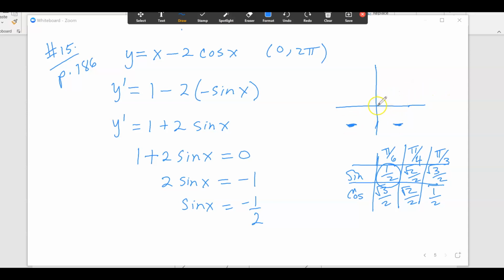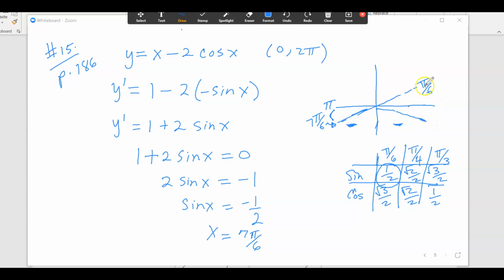So what I want to do is find the angle that corresponds to pi over 6. That would be the angle here. This would be plus pi over 6. So that would be the angle 7 pi over 6. If I add pi over 6 to pi, that's going to give me 7 pi over 6. That would be the reference angle right there. So that's what I know. X would have to be equal to 7 pi over 6. That's one value. Another value will be right here.